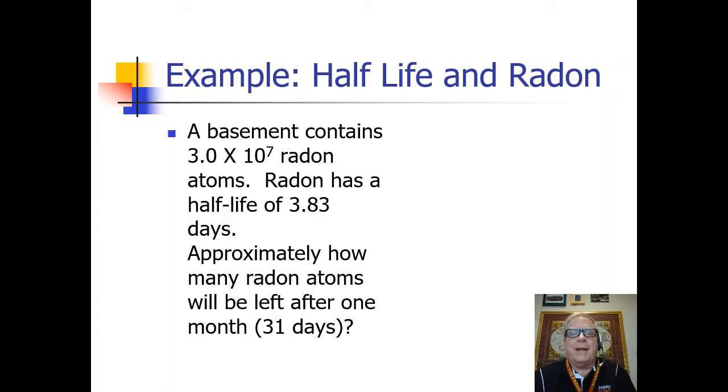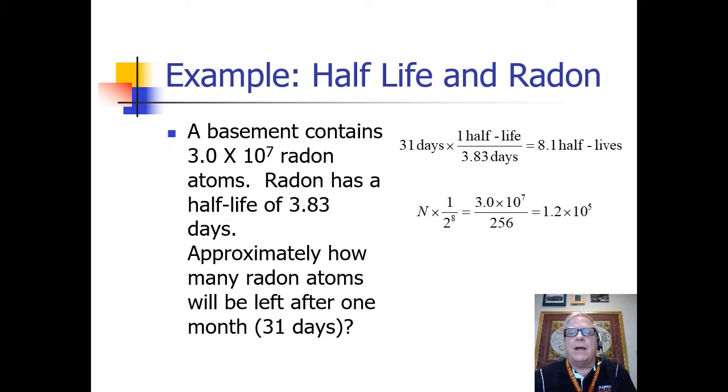If this radon has a half-life of 3.83 days, the original sample of 3 times 10 to the 7th radon atoms, how many would be left after 1 month of 31 days? We can proceed like this. 31 days is roughly 8.1 half-lives. We can just take 31 divided by 3.83 and get 8.1. And so, therefore, after 8 half-lives, we would have N times 1/2 to the 8th power, or 1 over 2 to the 8th, which is 3 times 10 to the 7th divided by 256. That would leave us with 1.2 times 10 to the 5th.